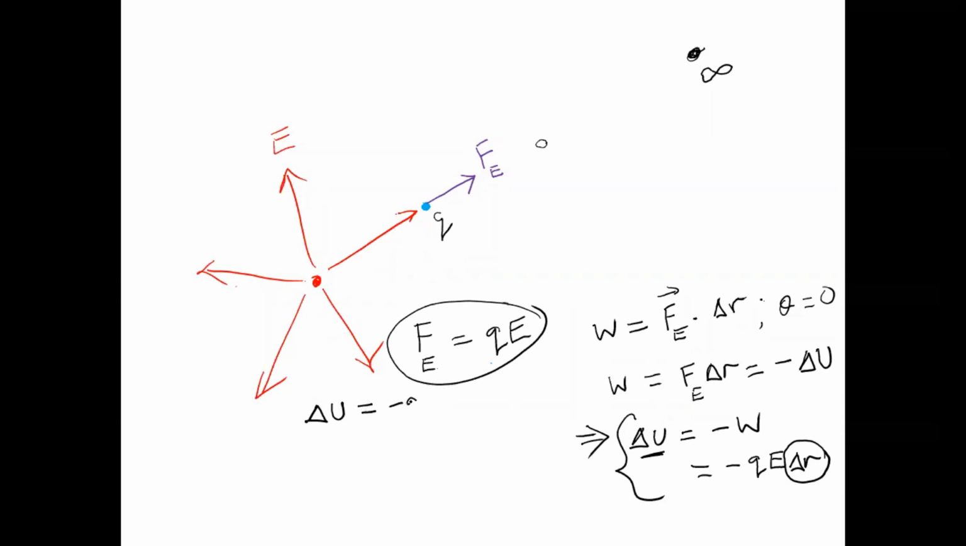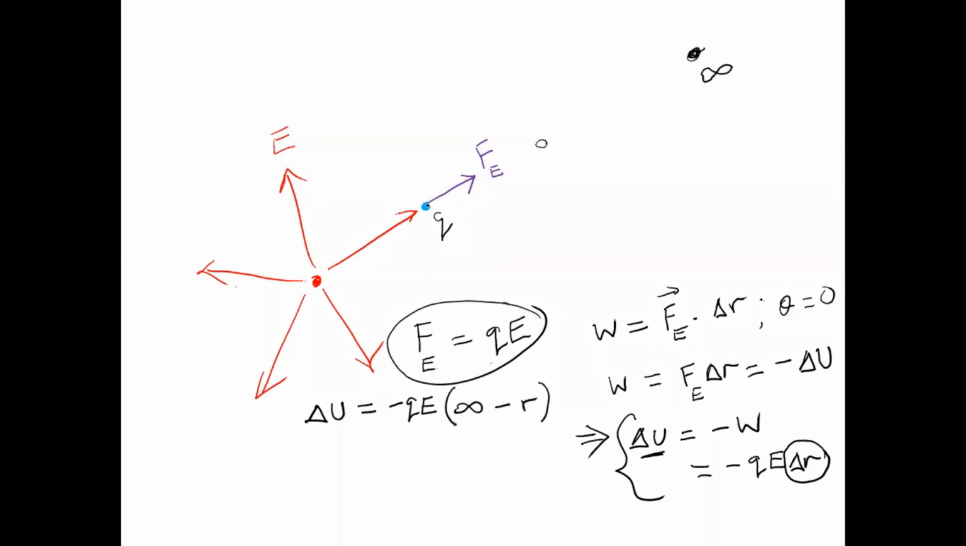Minus QE, all right? And then the change, delta E, you remember, must be from the final point, which is infinity, and then minus a certain distance that is here. Okay, that is the first aspect. The second aspect is this is the potential energy.